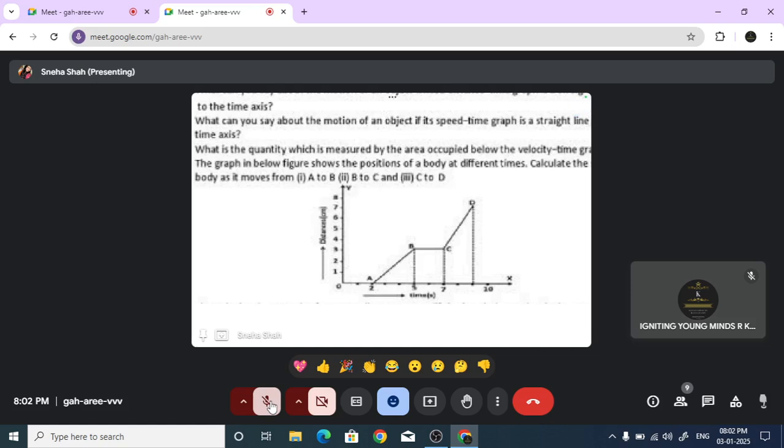Ma'am, 1 meter per second, ma'am. How? Ma'am, because this is a distance time graph. Okay, how much distance has it covered from A to B? 3 meters, right? And the time taken is 3 seconds, ma'am, from 2 to 5. So 3 by 3, that is 1 meter per second. Correct. How about B to C?